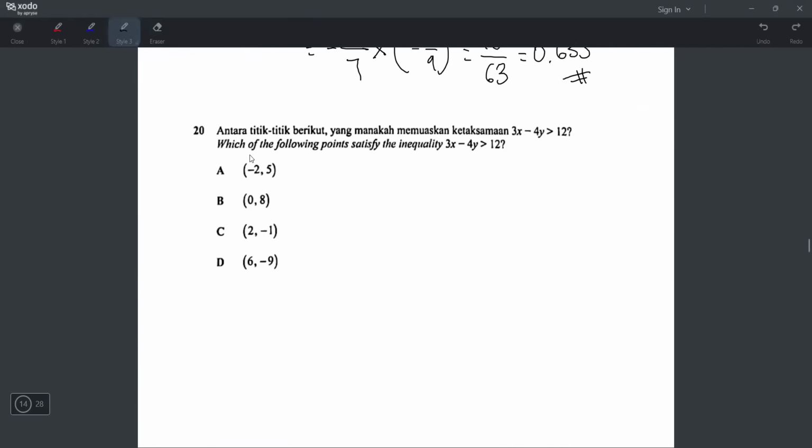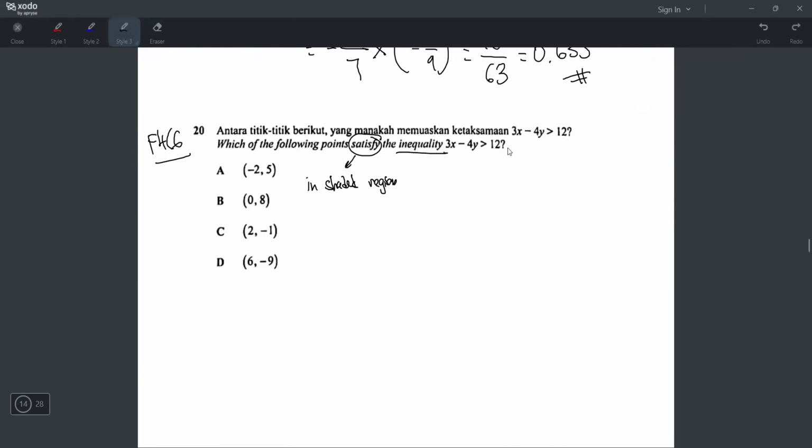Okay, number 20. Which of the following points satisfy the inequality 3x minus 4y bigger than 12? You see this word inequality, so it's from Form 4 chapter 6, linear inequality in two variables. How to know which points satisfy this? What's the meaning of satisfy? Satisfy means the point is in the shaded region. In the shaded region.